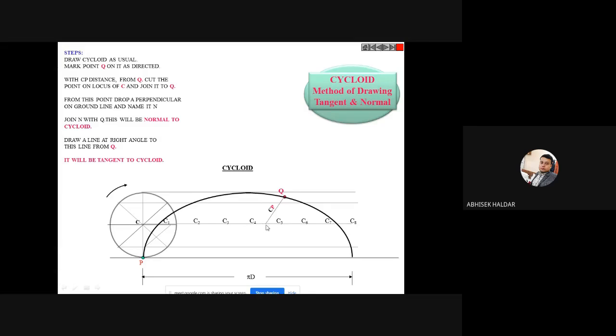Once you get this point, from that point drop down a perpendicular on the straight line, that means the straight path on which my circle is rolling. Once I drop down the perpendicular, I get another intersection point where it cuts, this point n. Then I can draw the tangent and normal. Up to this, is it clear or is there any doubt? Tell me.